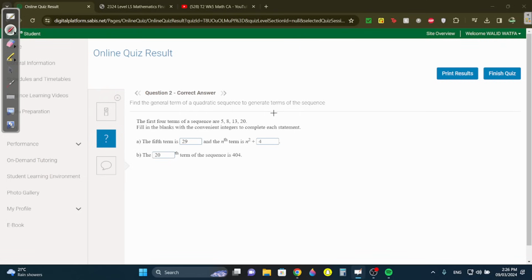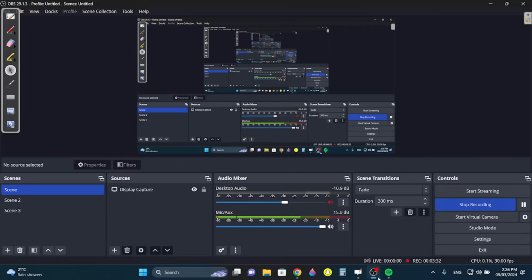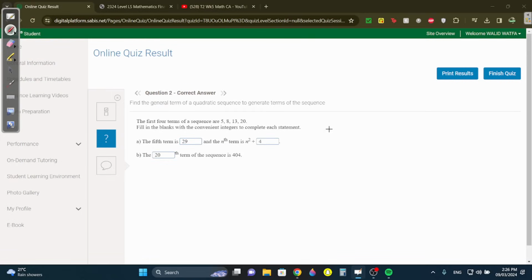You have the first 4 terms of a sequence: 5, 8, 13, 20. They want the 5th term and the nth term, the equation for it. Whenever you have a sequence and you want to find the 5th term or the 7th term or any term, the first thing you need to do is find the equation.